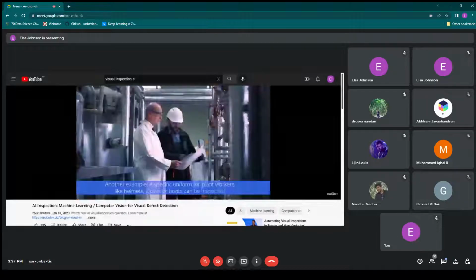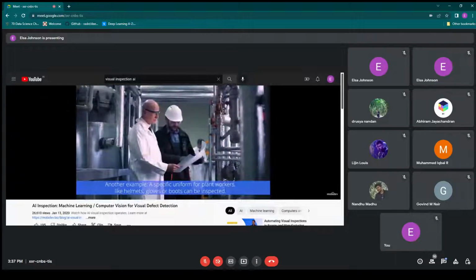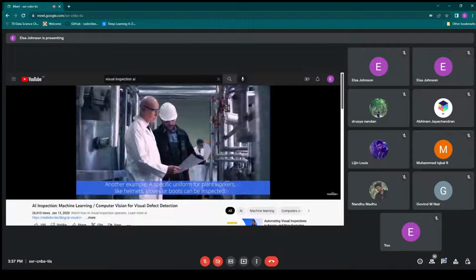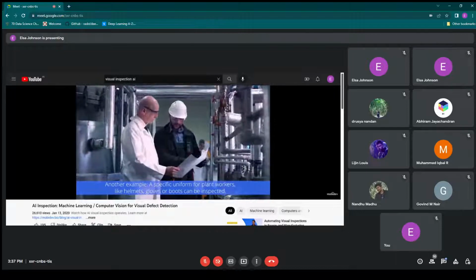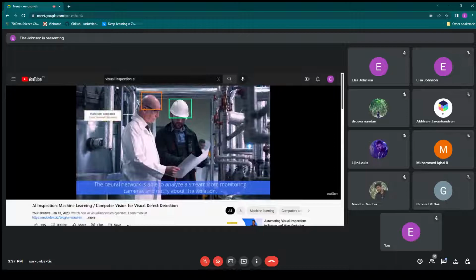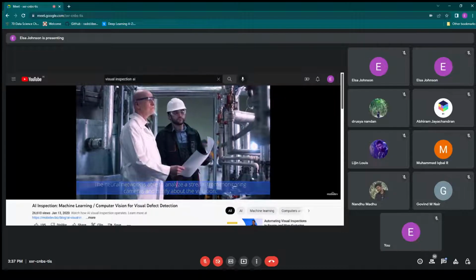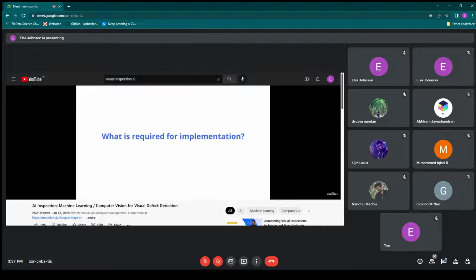Another example, different working areas on a plant require workers to have certain equipment to be worn, like helmets, gloves, or boots. The neural network is able to analyze the stream from monitoring cameras and notify if anyone working in the areas violates the requirements for this certain zone. What is required for implementation?